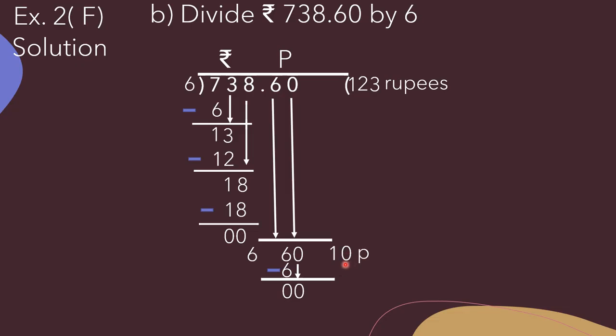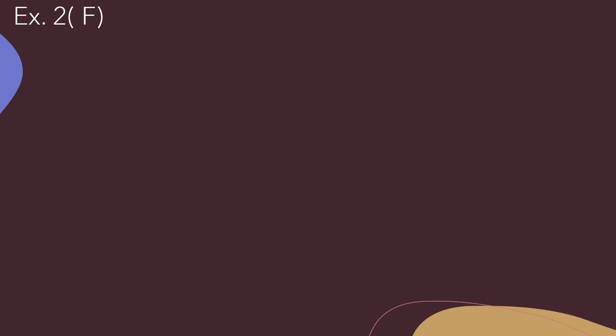So there are 10 paise. Now we have to write the answer collectively, and that is equal to rupees 123.10. Understood, beta? Now in the C part, it is given: divide rupees 438.42 by 3. So here 438.42 is the dividend and 3 is the divisor.